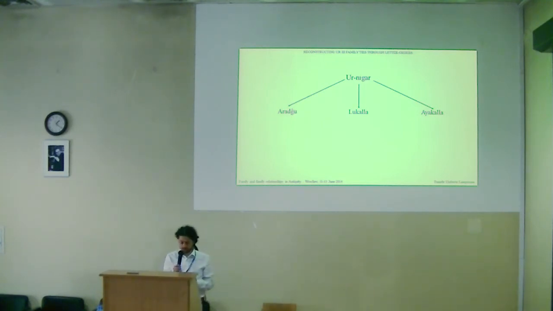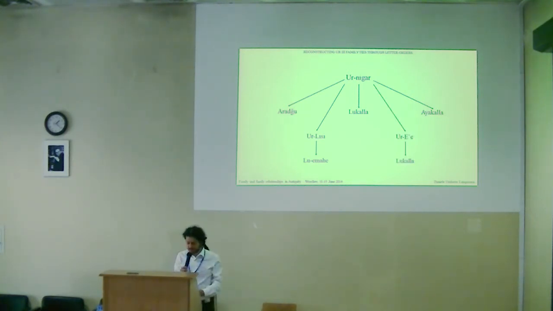In other letter orders, in fact, other sons of his appear, like Urlisi, another important governor of Umma, attested in 12 texts and father of Luemacher, and Ur-E, chief cattle administrator, so like his father, attested in 10 texts and father of another Lucalba.